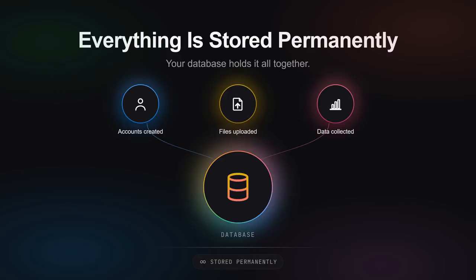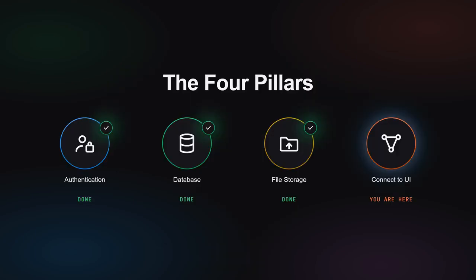And because we have that database in place, all of this, every account that gets created, every file that gets uploaded, every piece of data your app collects, all of that is going to be stored and exist permanently. Now, in the intro, I mentioned the 4 pillars of setting up a real backend for any web app. Here's where we currently are. The first 3 pillars, which are user authentication, a database, and file storage, are now set up.